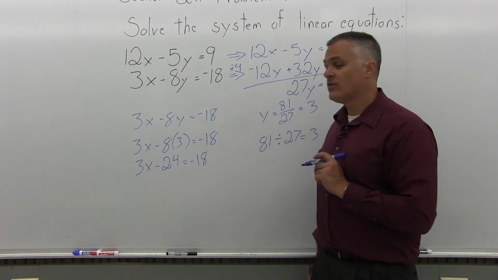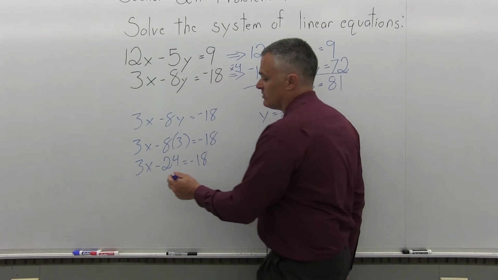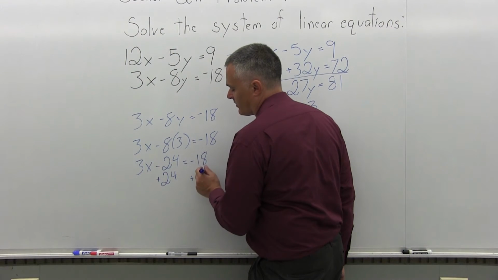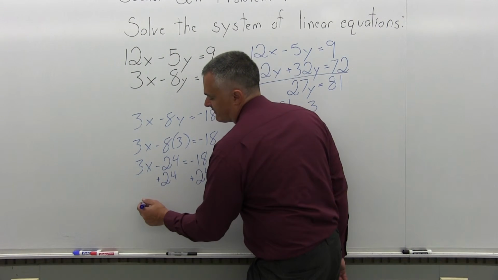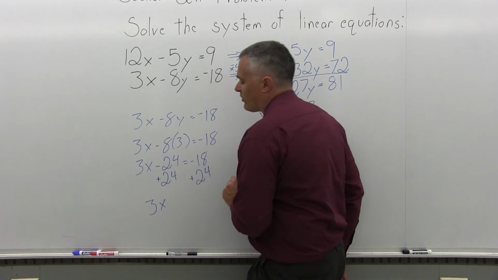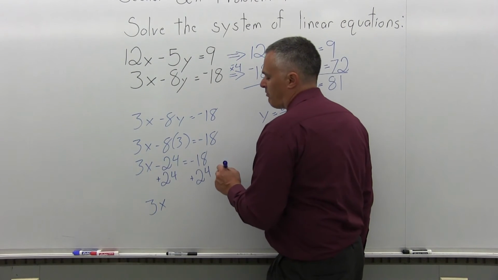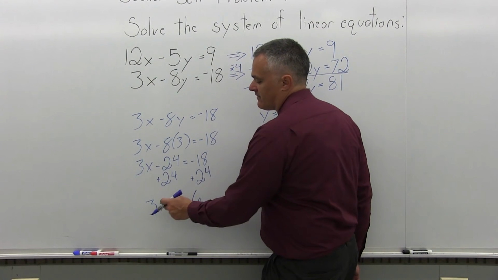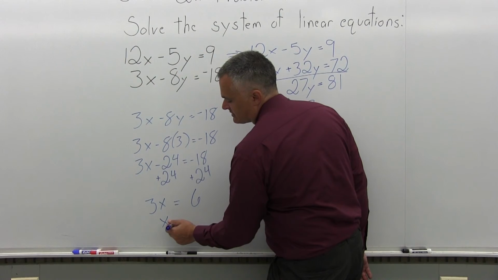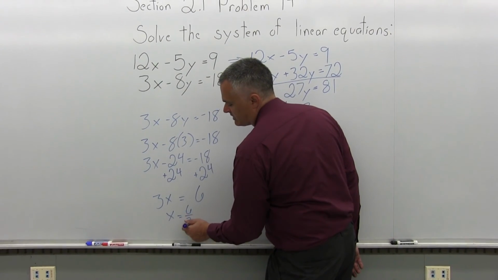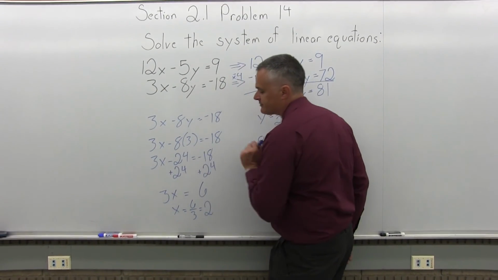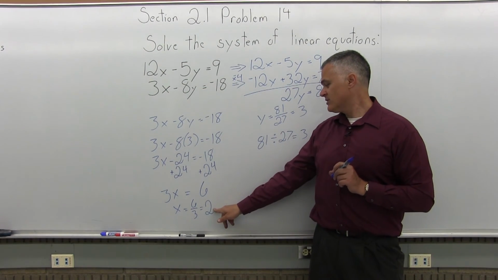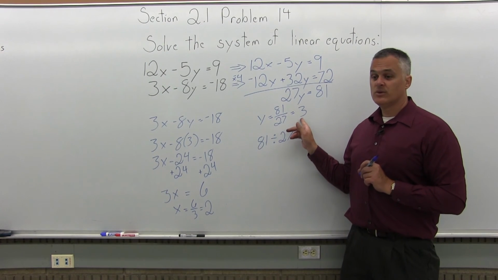And now the negative 24 on the left has to be canceled, so I'm going to do plus 24 on the left side of the equals and also plus 24 on the right side of the equals. So on the left, I'm just going to have 3x, and on the right, negative 18 and positive 24 will be positive 6. And now divide out the 3 in front of the x. X equals 6 divided by 3 equals 2. So the solution to this system of linear equations is x equals 2 and y equals 3.